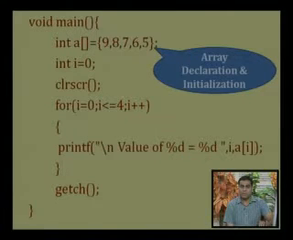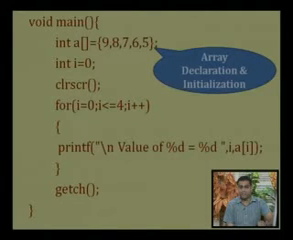Now remember the rules. When you initialize an array, the values provided inside the array will be enclosed in curly braces, each value separated by a comma, and ended with a semicolon. So you can see int a[] equals curly braces 9, 8, 7, 6 and 5, then close the curly braces and put the semicolon.